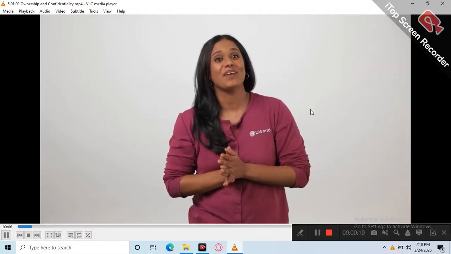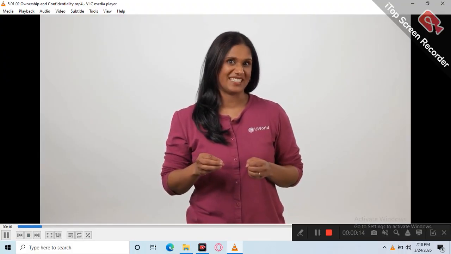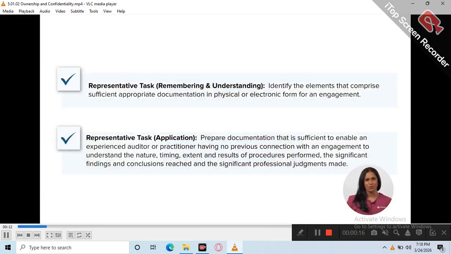Hi guys, in this segment, I'm going to cover ownership and confidentiality of engagement documentation. We're still working on the same representative task. We need to identify the elements that constitute sufficient and appropriate documentation. This one will be tested through multiple choice because it's remembering and understanding. You also need to be able to prepare documentation so that someone can understand what was done in accordance with standards. This is an application task, so it can be tested through multiple choice or a task-based simulation.